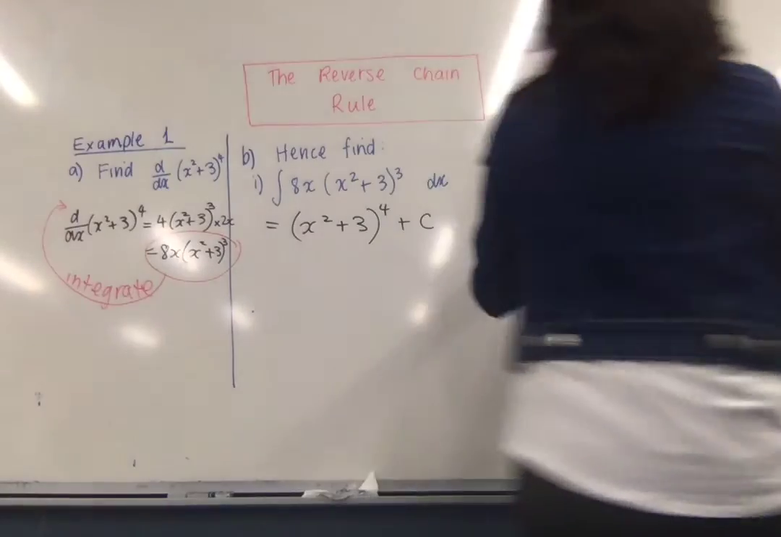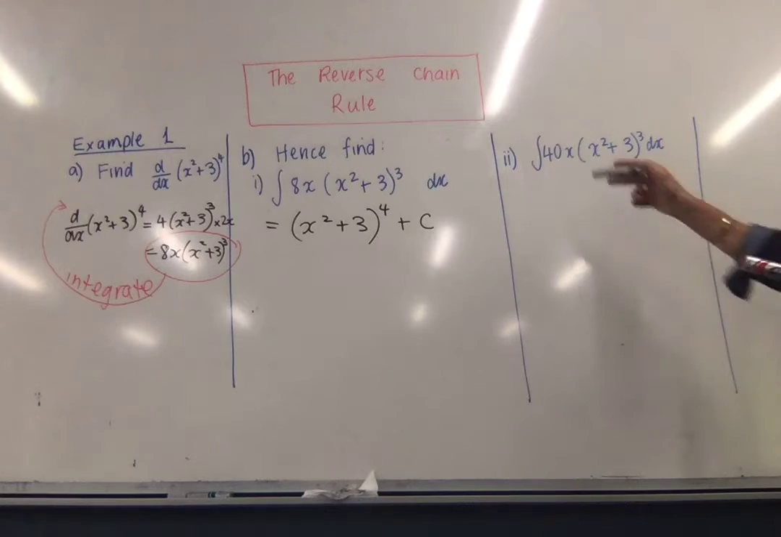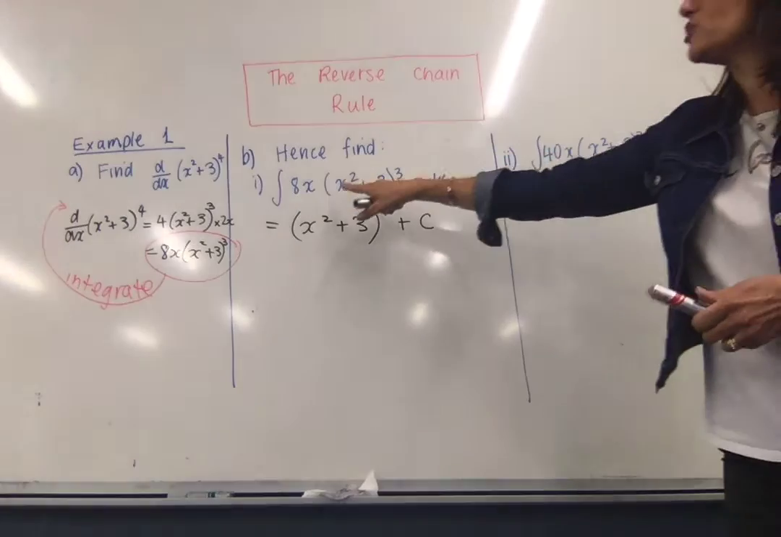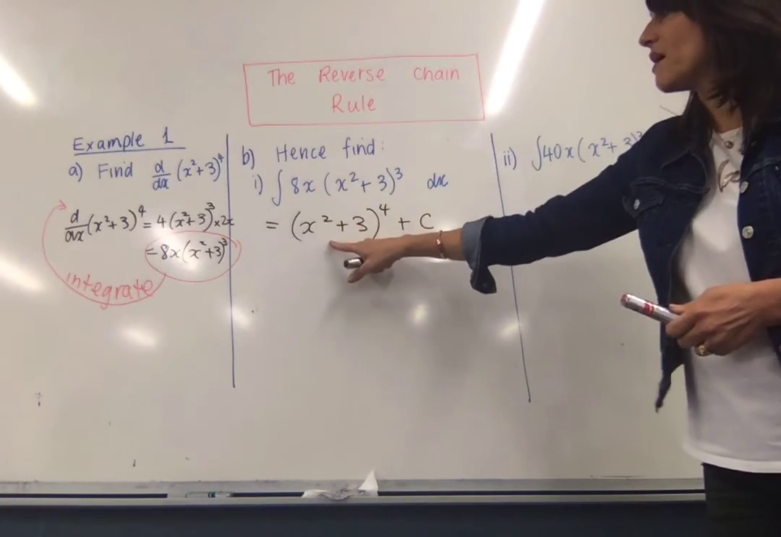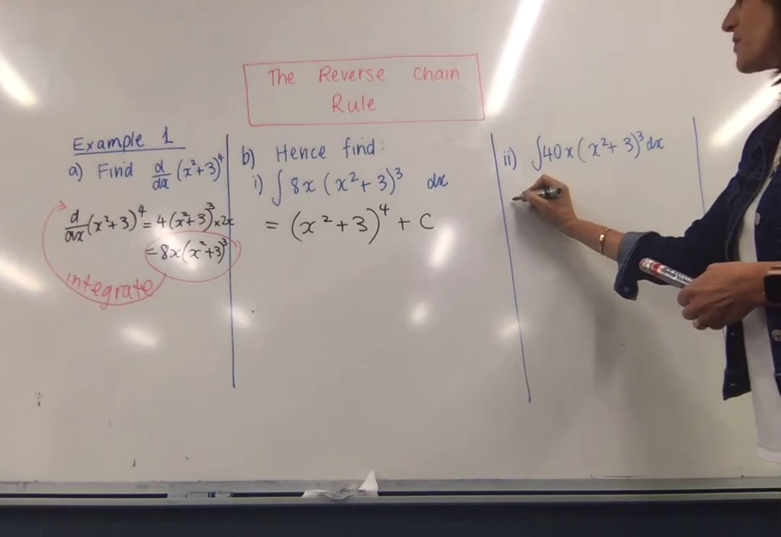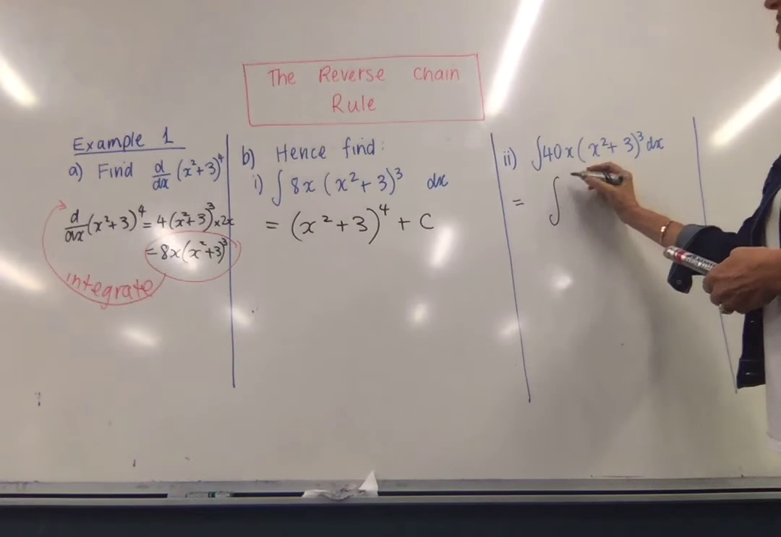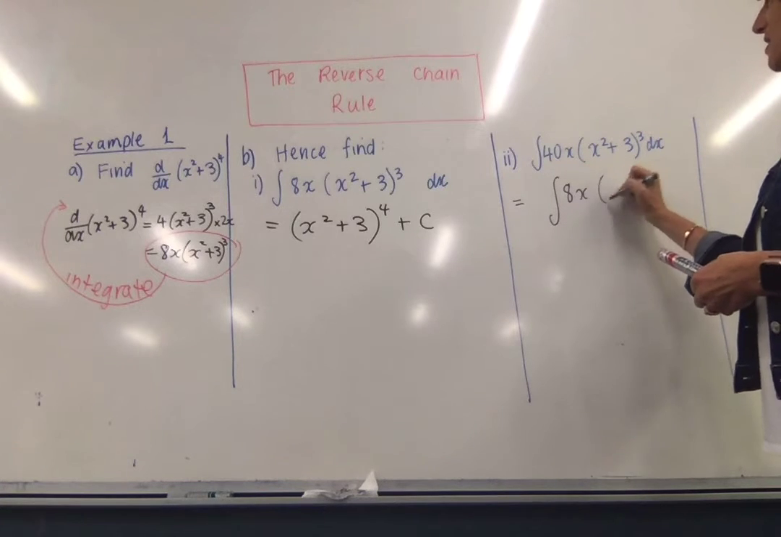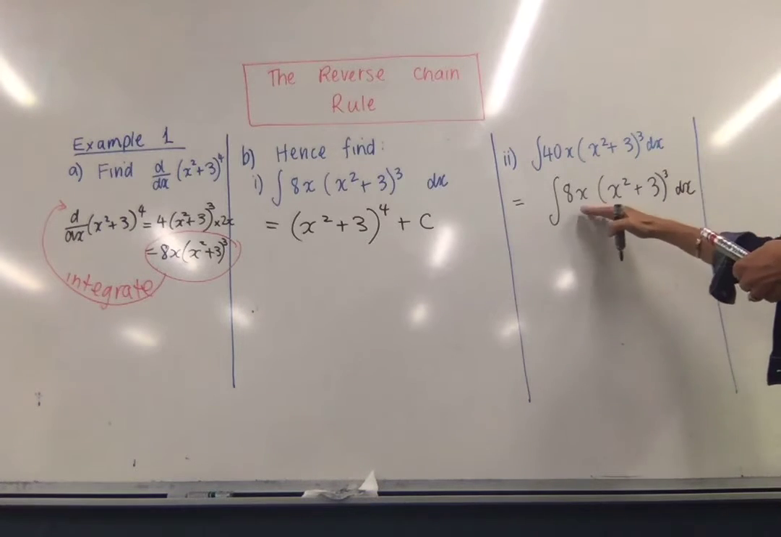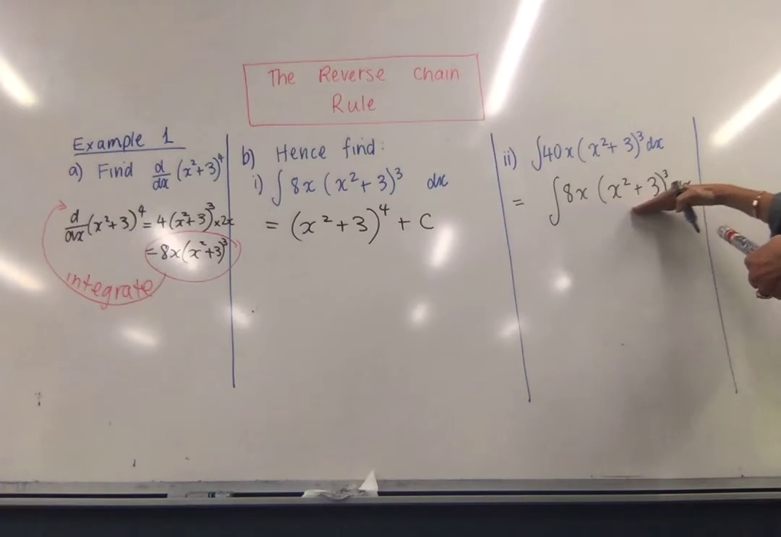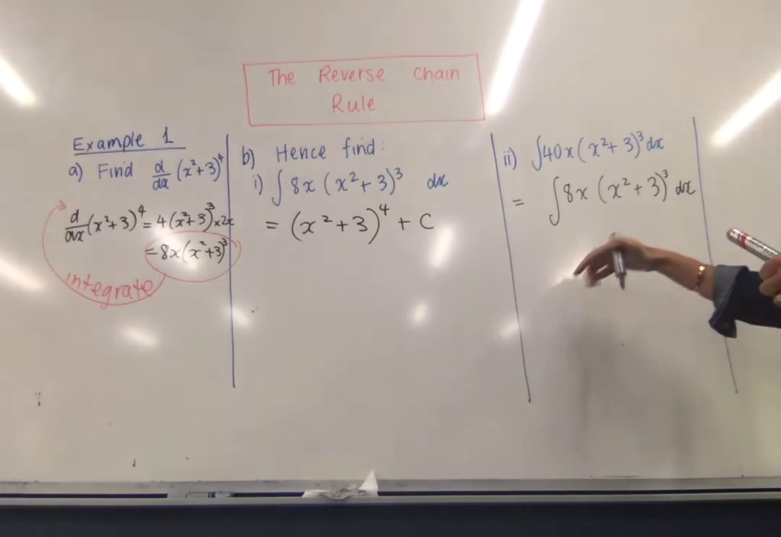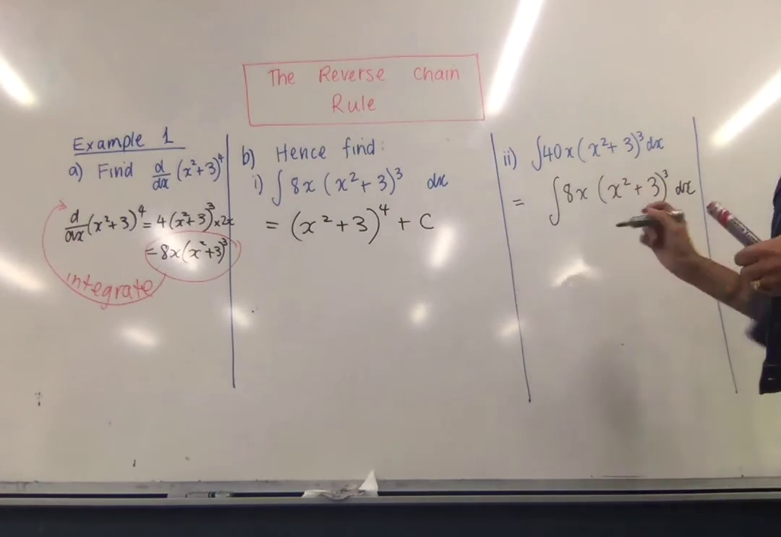Now, notice the next question is a little bit different. We don't know what the integral of 40x times all of this is, but we do know that the integral of this result here is equal to this. So how about let's start with what we know, and let's put, after the integral sign, 8x times (x squared + 3) all cubed dx. Because I know that result, the integral of this, is my original function, which is what we found in the previous example. But in doing that, I've actually changed the question.